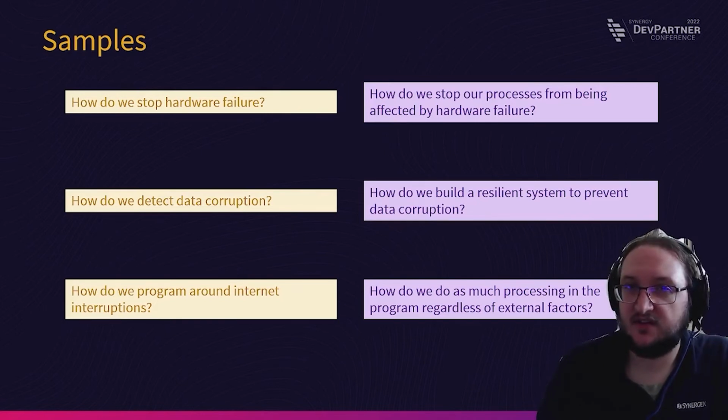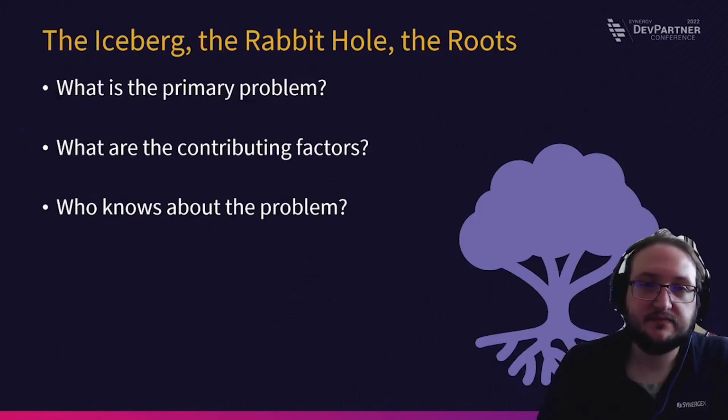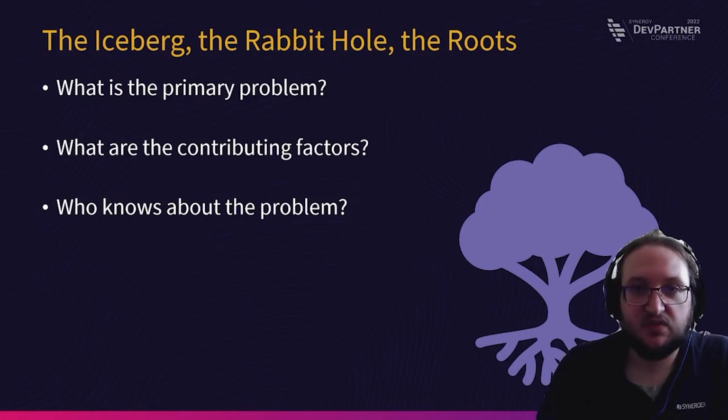What are we actually trying to accomplish, rather than just looking at the very simple problem statement? What we're really trying to do is find the root of this problem. We've got our tree of problems and we're trying to find the root. What is the actual deep-rooted issue where a slight fix could help us prevent this problem from happening? So we want to look at the primary problem, the contributing factors, and what is all being touched inside this process. And also, who knows this problem?